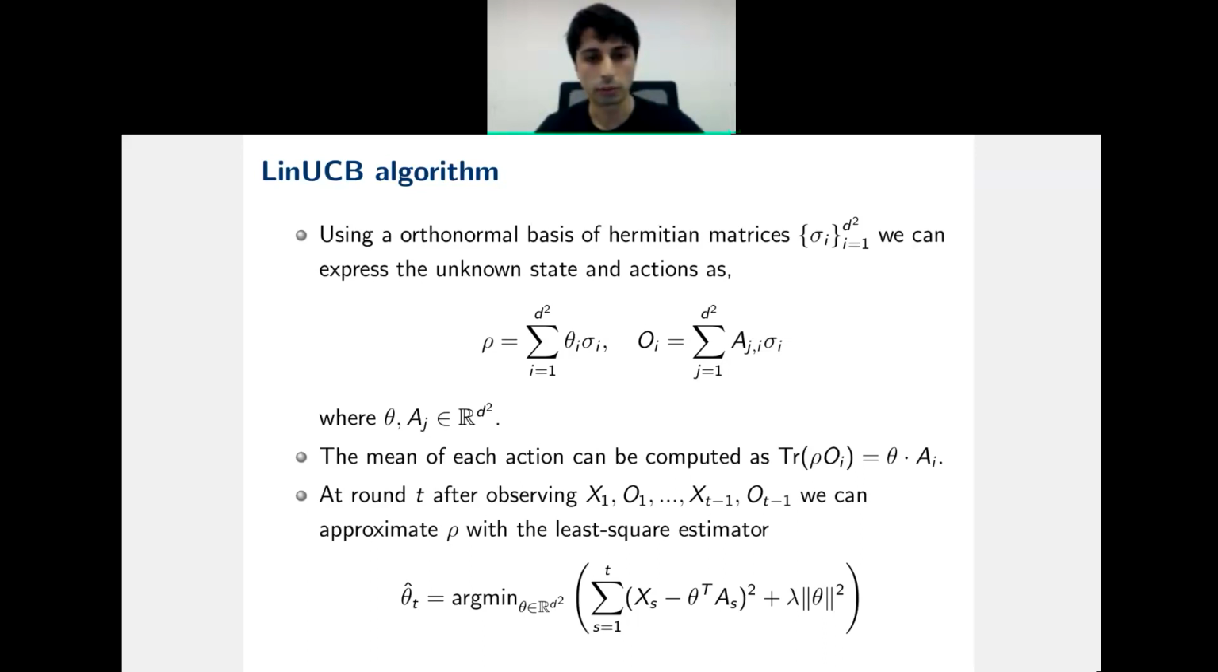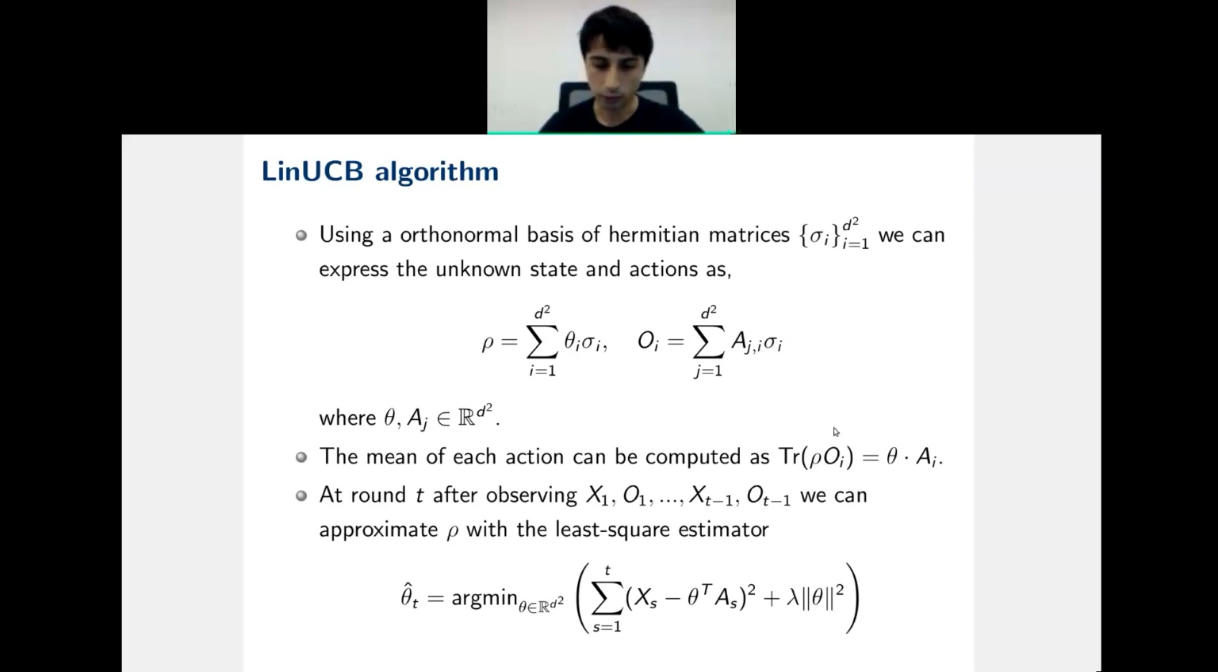In order to do that, we work with a vector representation of the quantum state and observables. Using an orthonormal basis for Hermitian matrices, we can decompose the quantum state and the observable as follows: they can be written as the inner product of a real vector and the set of Hermitian matrices sigma_i, with i from 1 to d squared, where d is the dimension of the Hilbert space. So for the quantum state we associate the vector zeta, and for the action, the observable O_i, this vector a_i. Then the trace of rho O_i can be seen as just the inner product of zeta and a_i, the vectors associated to rho and the observable.